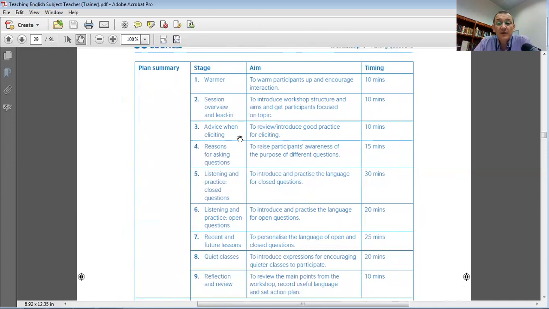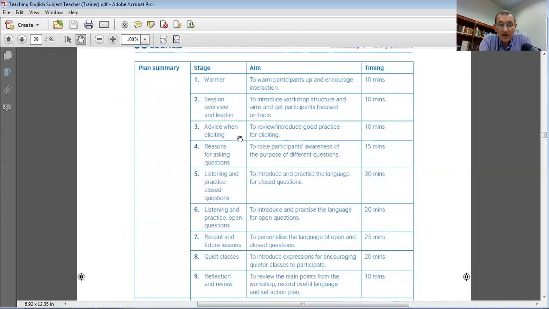Stage 4, reasons for asking questions. So this is a slightly longer stage. This is 15 minutes. Participants will work individually, and then you ask them to check their answers in pairs. Don't allow anybody to shout out answers. You want them to check in pairs. Then you, the trainer, will need to pre-teach any difficult vocabulary or phrases which you identify beforehand. Then individuals will read and do a matching task, and finally they can check answers in pairs before you check answers as a class. As ever, make that full class checking as brief as possible.